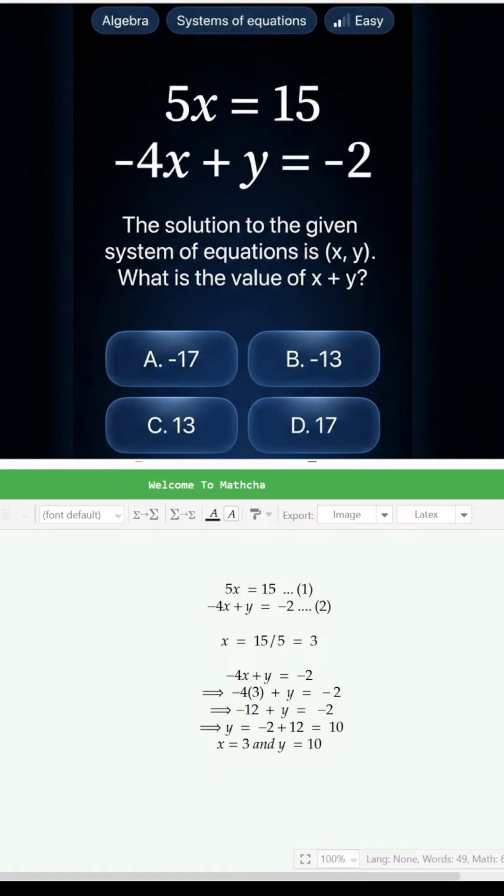Okay. Now the question asks that we have to find the value of x plus y. So our value here will be x plus y is equal to 3 plus 10, that will be 30. So if you compare the options, then option C says 30. So the correct answer will be option C, that is 30.